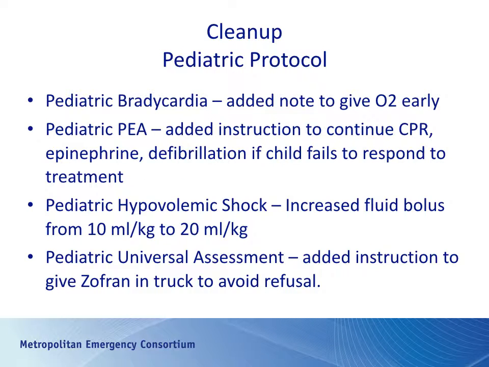For pediatrics, pediatric bradycardia, we added a note to give oxygen early. For most children, bradycardia is treated with oxygen. Their need is oxygen in order to reverse the bradycardia. For pediatric PEA arrests, we added instructions to continue CPR, epi, defib if the child fails to respond to treatment. We increased the bolus requirement for hypovolemic shock from 10 milliliters per kilogram to 20, which is, I think, what most of us were used to doing anyway.